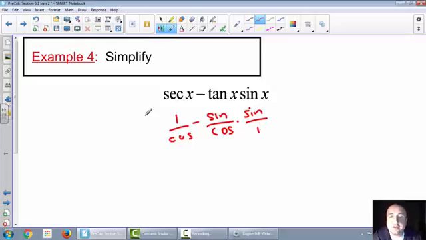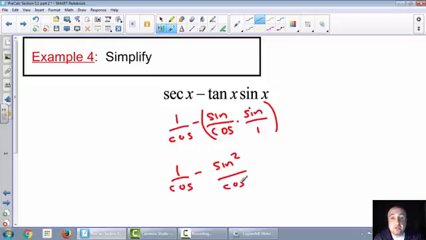So I'm going to just drop down my 1 over cosine minus, and then we have a multiplication problem here. Sine times sine is sine squared, and cosine times 1 is cosine. So we have two fractions being subtracted, and we have the same denominator, so we don't even need to get a common denominator. What is this equal to? If we're subtracting them, they both have a denominator of cosine, so I'm going to bring that over, and on the top we have 1 minus sine squared.